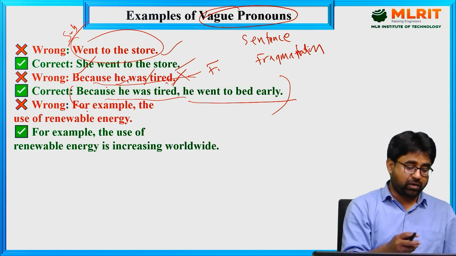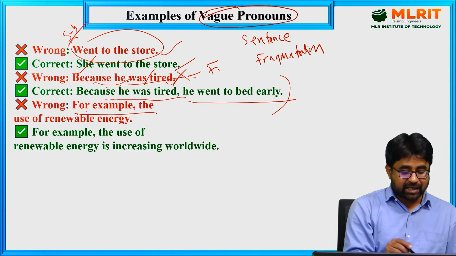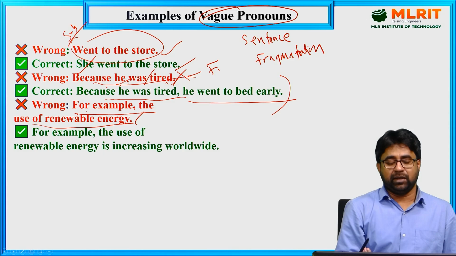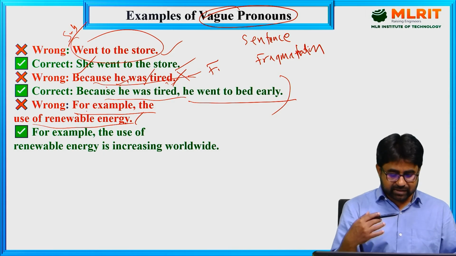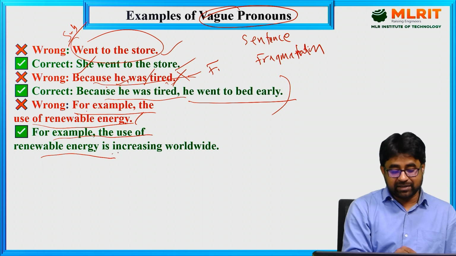Now see the next type, the afterthought phrase. Sometimes they can also be sentence fragments. For example, the use of renewable energy. Now this is just an afterthought. Something is missing, you can understand here. For example, the use of renewable energy is increasing worldwide.